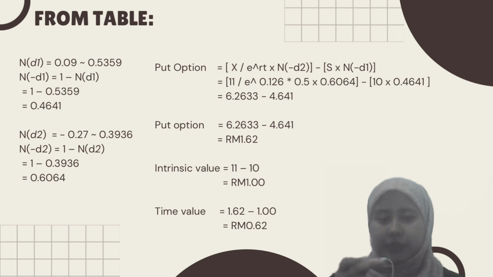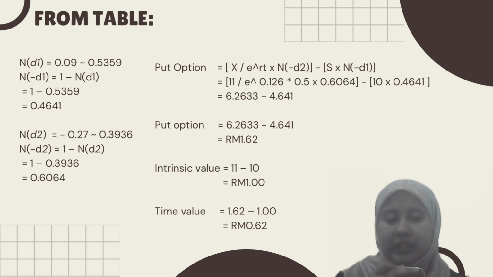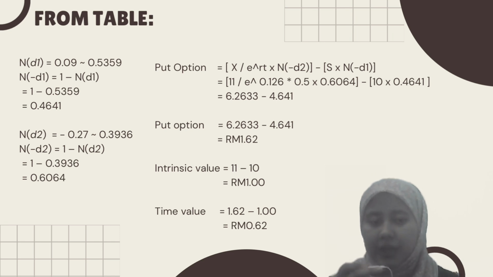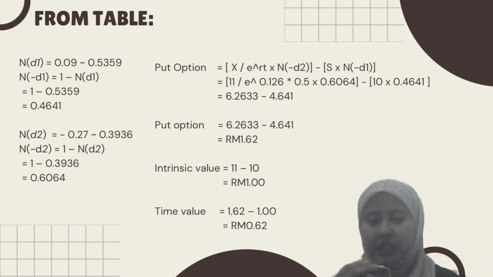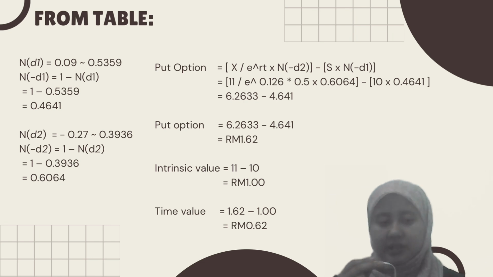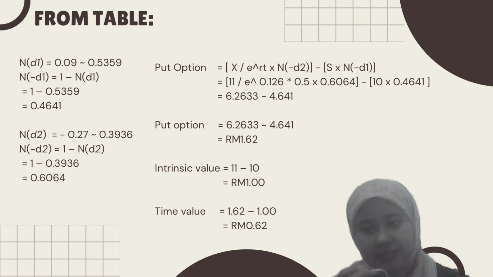Let's break this down further. The intrinsic value is calculated by subtracting the current stock price of 10 ringgit from the strike price of 11 ringgit, giving us 1 ringgit. The time value is the total option value of 1 ringgit and 62 cent minus the intrinsic value of 1 ringgit, which gives us 62 cent. So the total value of the put option is 1 ringgit and 62 cent, consisting of 1 ringgit intrinsic value and 62 cent time value. That's all from us. Thank you.